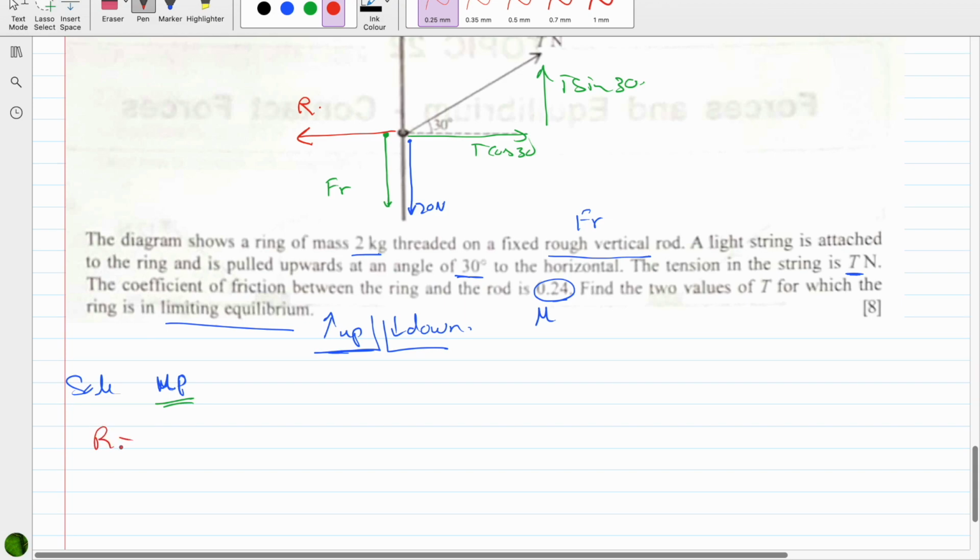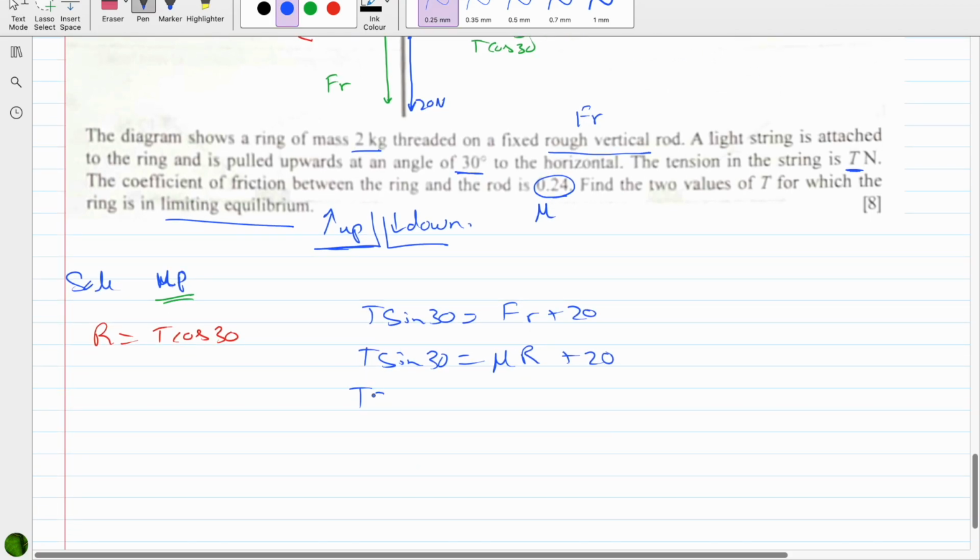So I can say R is equal to T cos of 30, and when we write down the vertical forces, I can say upward force is T sine 30 is equal to the two downward forces, that is friction plus 20. So T sine 30, we know that friction is mu R, plus 20. R is already written. T sine 30 is equal to mu is 0.24, R is T cos of 30, plus 20.